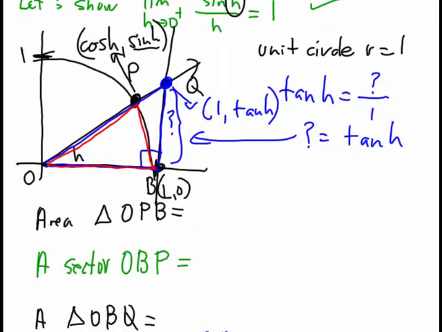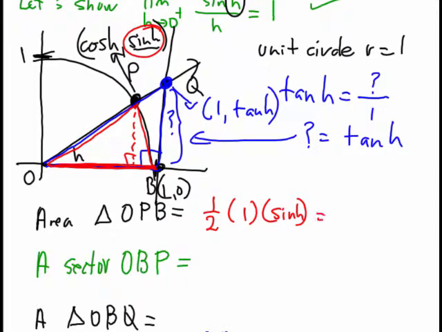Okay, and let's just do that while we're here. So the area of a triangle is 1/2 the base times the height. The base is 1 unit over, and the height, right there, what's this vertical distance right here? Well, it's going to be sine h. So that's sine h. So that reduces nice and simply to sine h over 2.